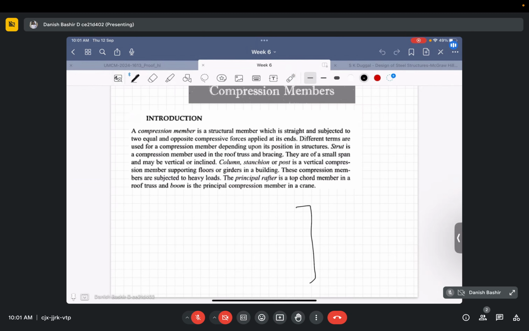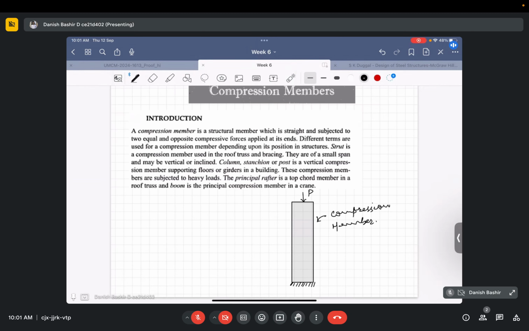So a compression member is like this. This is our column. It is subjected to compressive loads P like this, and it is restrained from displacement and rotation at the bottom end. We call this a compression member. There are other definitions that I told you, like strut and other things; we also call those compression members.